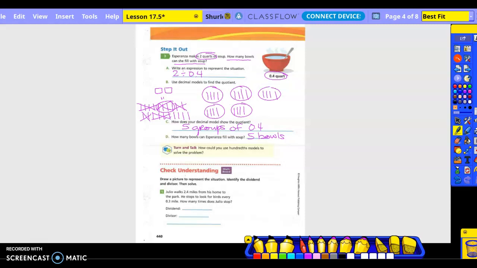Check understanding. Draw a picture to represent the situation. Identify the dividend and divisor. Then solve. Julio walks 2 4/10 miles from his home to the park. He stops to look for birds every 3/10 of a mile. How many times does Julio stop? So we have the 2 4/10 of a mile, 3/10 of a mile, and how many times does he stop? So what's our dividend? What's our total? 2 4/10. What is our divisor? 3/10. Okay. So our equation is going to be what?